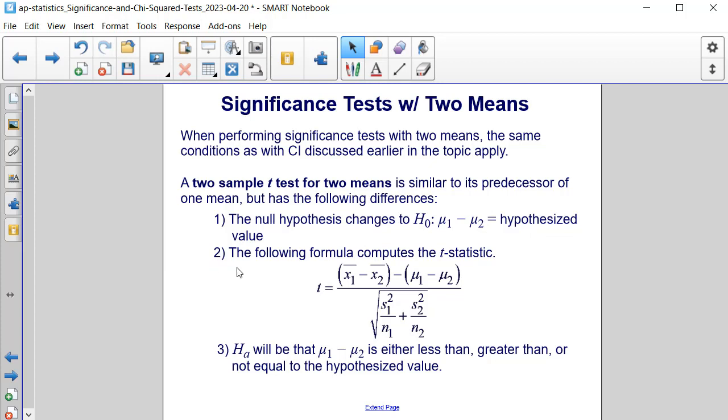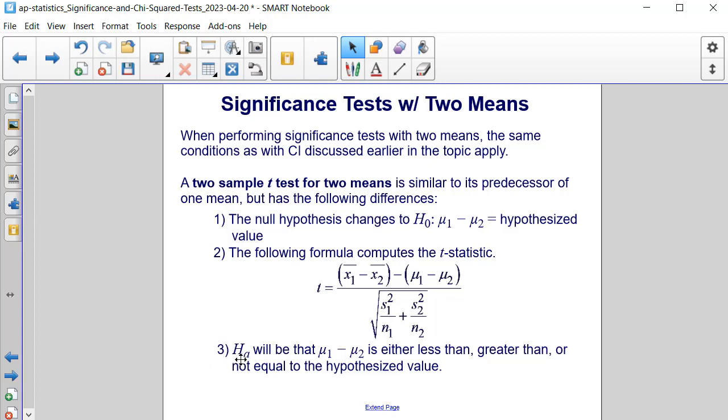The second condition is that the following formula computes the t-statistic. T is equal to the sample mean for set 1 minus the sample mean for set 2. Take that entire quantity and subtract our hypothesized mean value, which is mu sub 1 minus mu sub 2, and divide the whole thing by the square root of the standard deviation for set 1 squared over the sample size for set 1, plus the standard deviation for set 2 squared divided by the sample size for set 2.